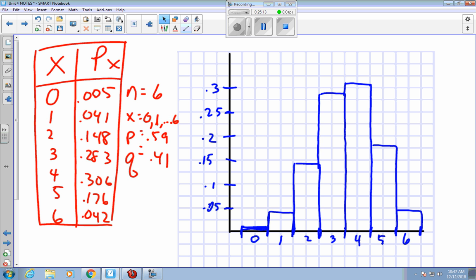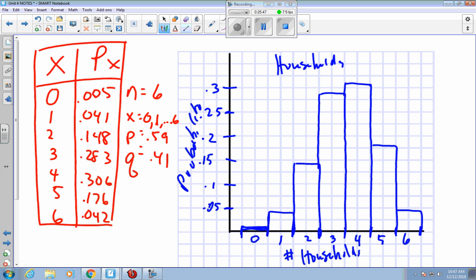So on the left side is always going to be your probability. So you're not going to have to change this. It's always just going to be labeled probability. In this case here, number of households. You've got 6 households that you're talking to. And the title could be Households that subscribe to cable TV.